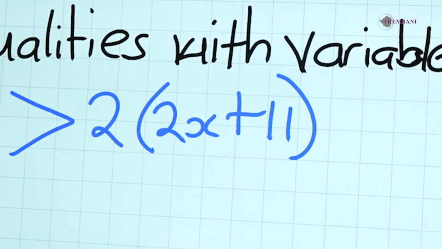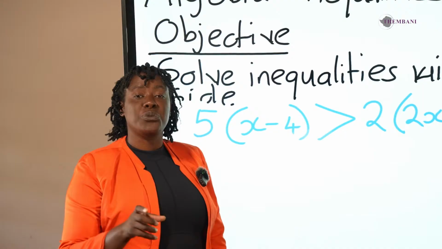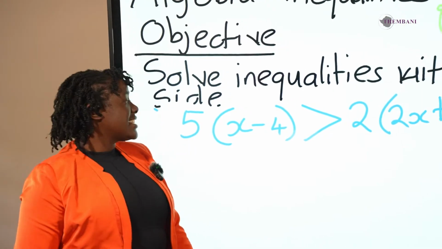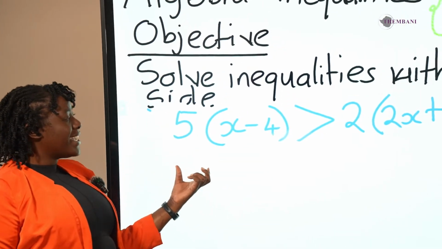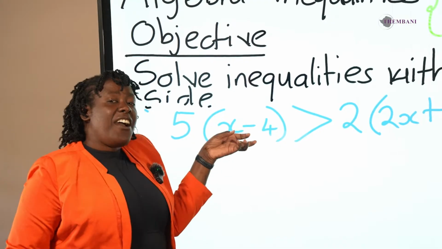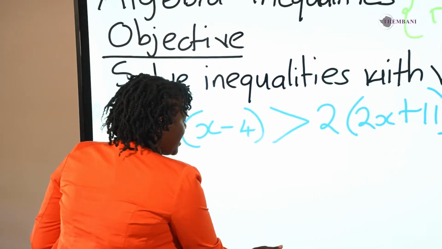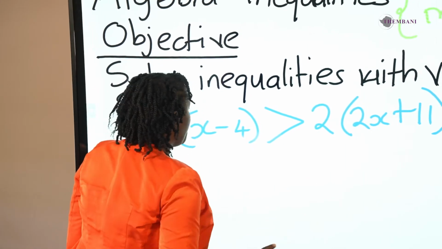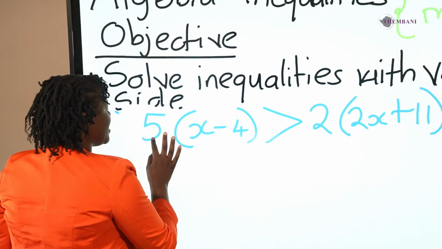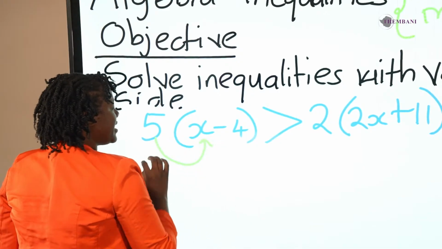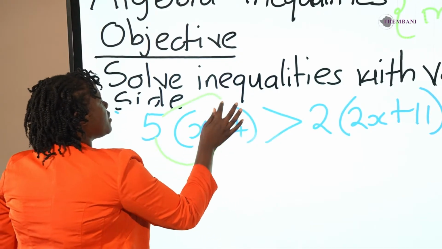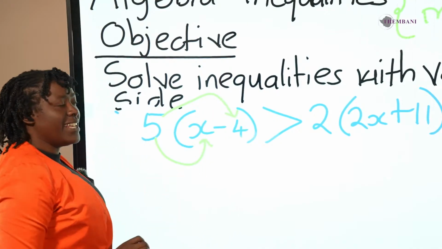So whenever you see brackets, brackets mean that we are multiplying. So in this case, what is outside the brackets multiplies everything which is inside the bracket. In other words, I'm going to use another ink for you to see what I'm talking about. I'm saying this 5 will multiply this x. At the same time, this 5 is going to multiply again the negative 4.